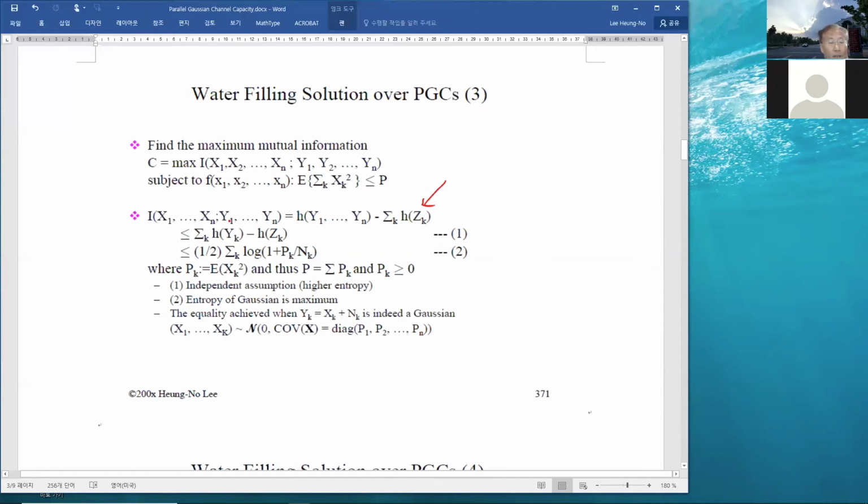So this can be upper bounded by the sum of entropy of yk. Okay, so that is the independence assumption, that the elements of Y are independent of each other. That can be achieved, right? So the equality can be achieved when Y is Gaussian, okay, with each element independent of each other, okay.